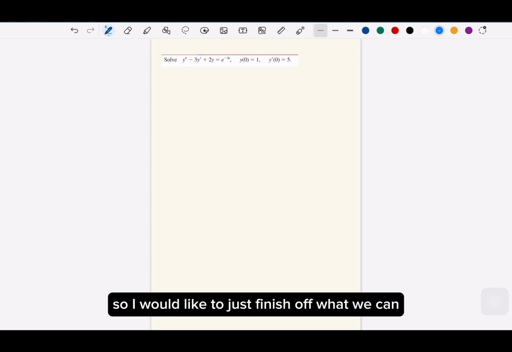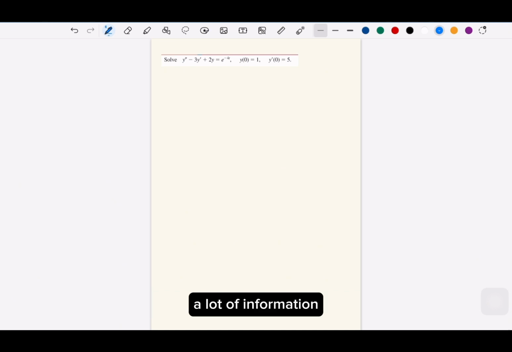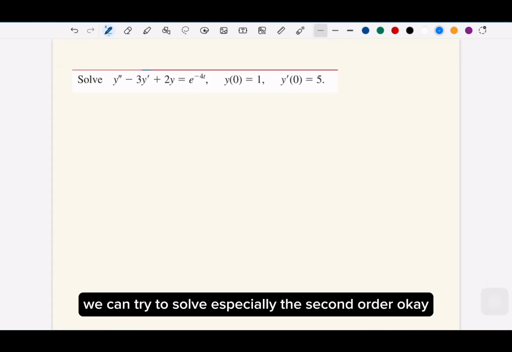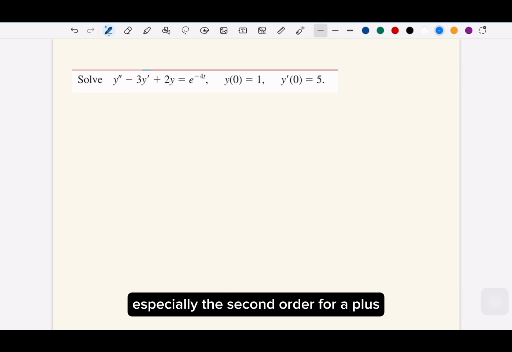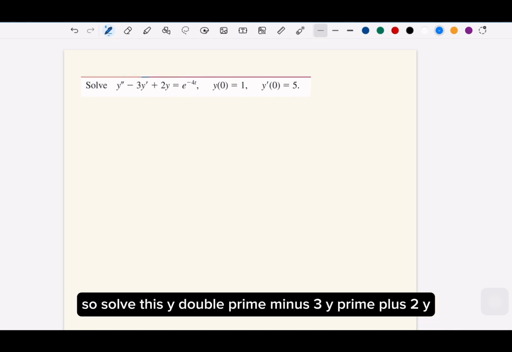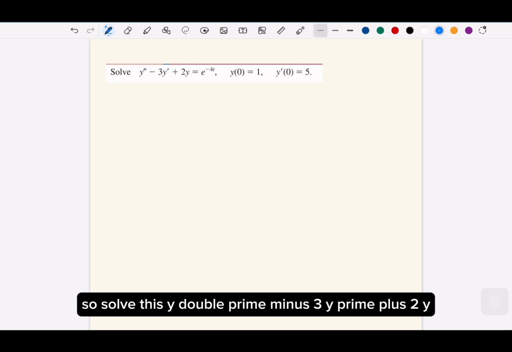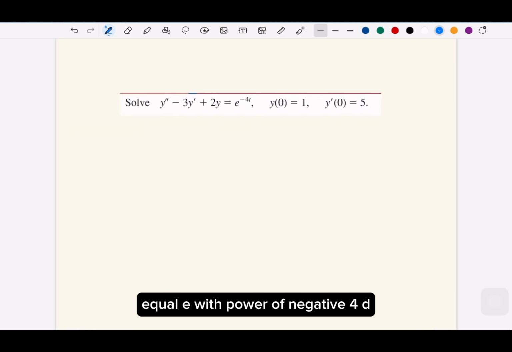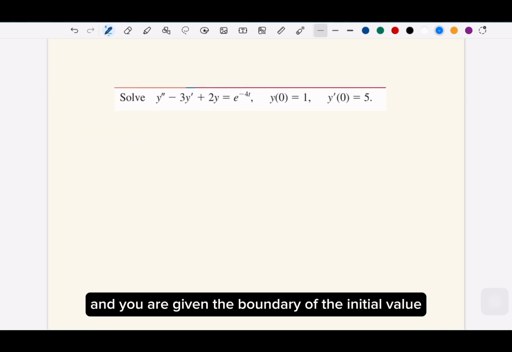Okay. So I would like to just finish off what we can within this week. Hopefully, I can finish some parts of the Laplace transformation. So another example here that we can try is to solve, especially the second order, okay? Especially the second order using the Laplace transform. So solve this: y double prime minus 3y prime plus 2y equals e to the power of negative 4t, and you are given the initial values.